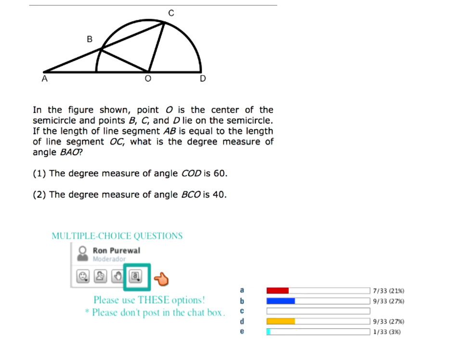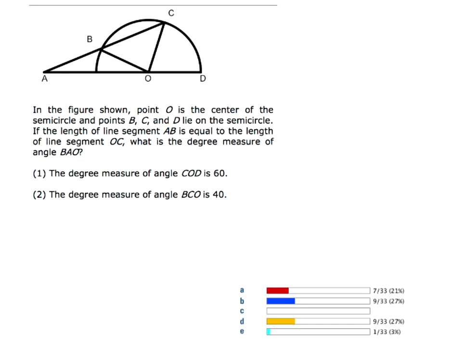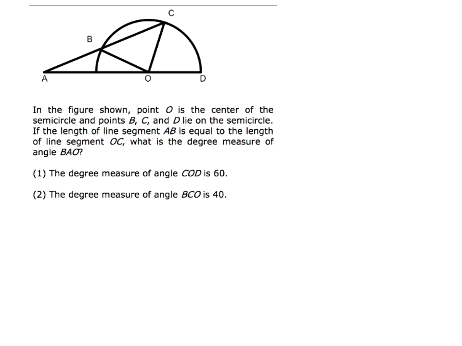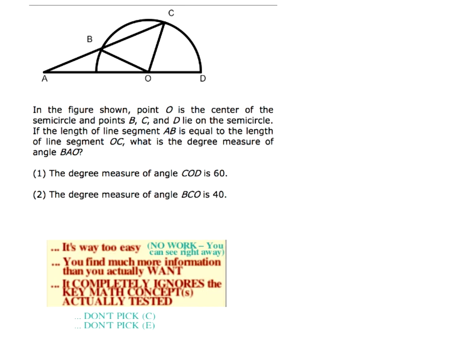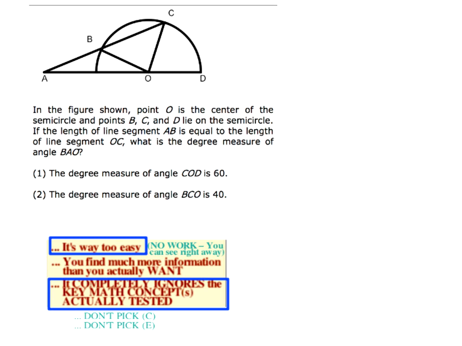So let's talk about this problem, because we're basically evenly split here between A, B, and D. That means this problem is lots of fun. Let's talk about it. Let's talk about the trap answer first. The problem is way too easy if you pick C, if you find more information than you want, and if it completely ignores the math concepts that are tested. These two things, the first and the last, are the most important. Let's talk about what happens if you pick C.